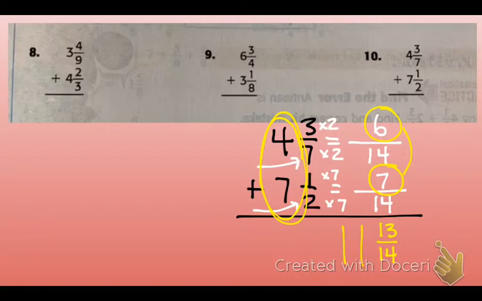Can we simplify 13/14? Well, if you've been paying attention, you know once you get a fraction that looks like this, where the number on top is 1 less than the number on the bottom, you can't simplify it any further. So this is a simplified mixed number. 11 and 13/14 is our answer. Hopefully you got both of those.